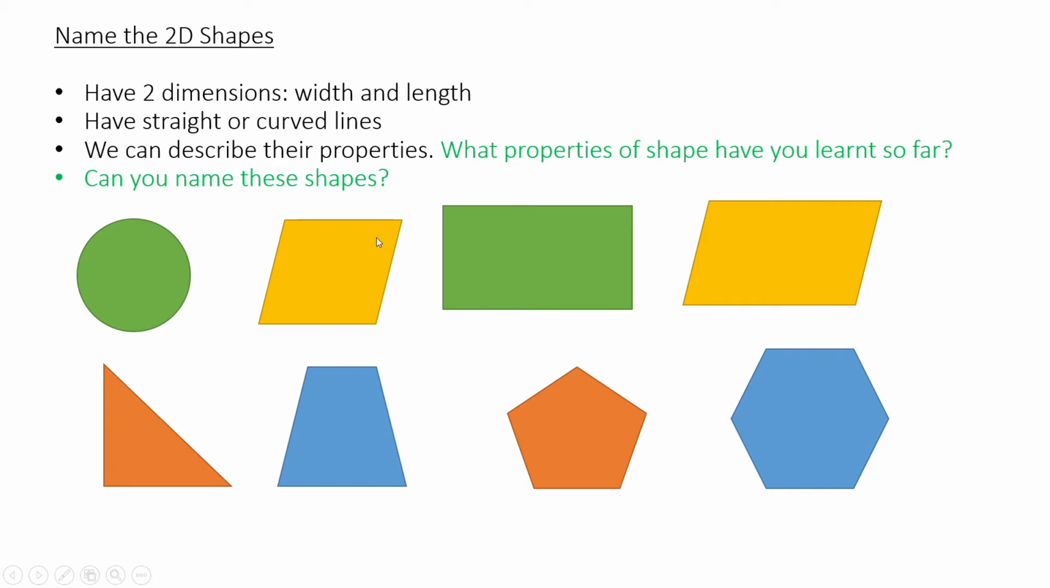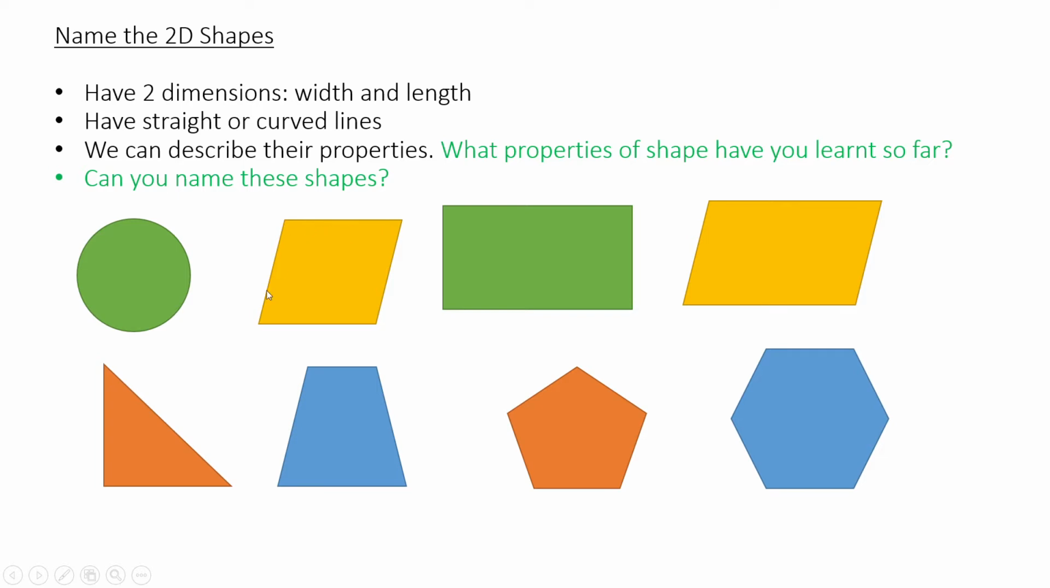Can you think of any other properties? Can you describe these shapes and the properties that they have? Just pause the video and have a think. So we can describe these two-dimensional shapes, these shapes that have width and length but don't have depth, like 3D shapes, by looking at the properties.